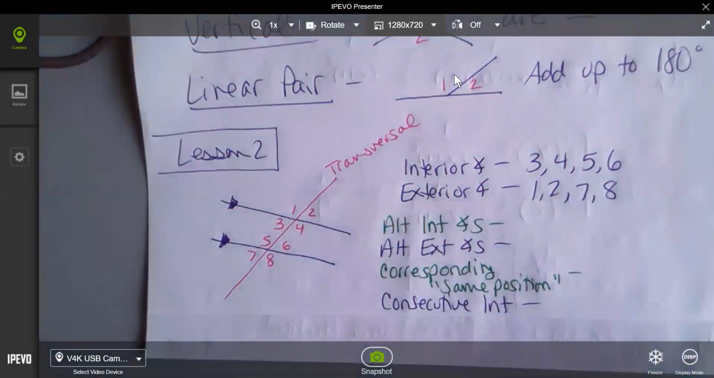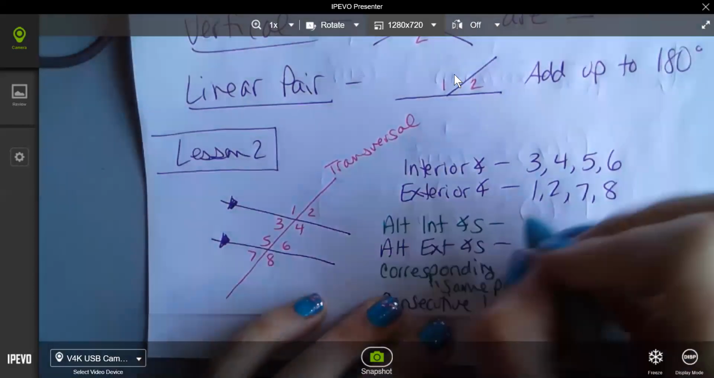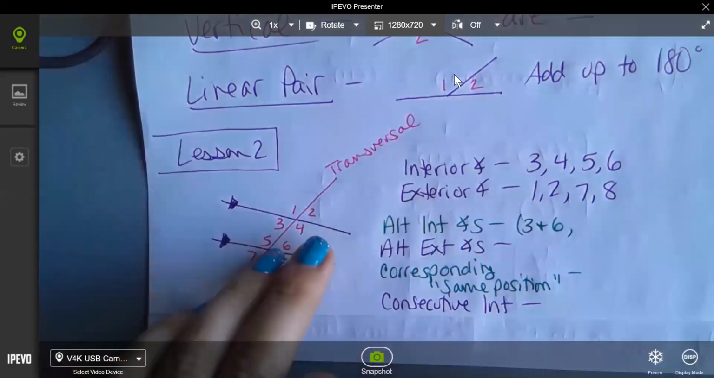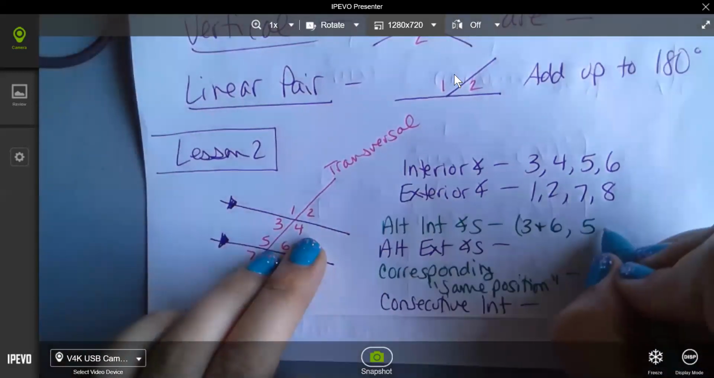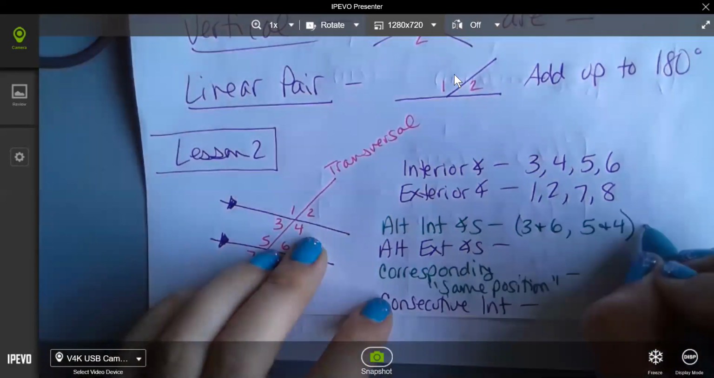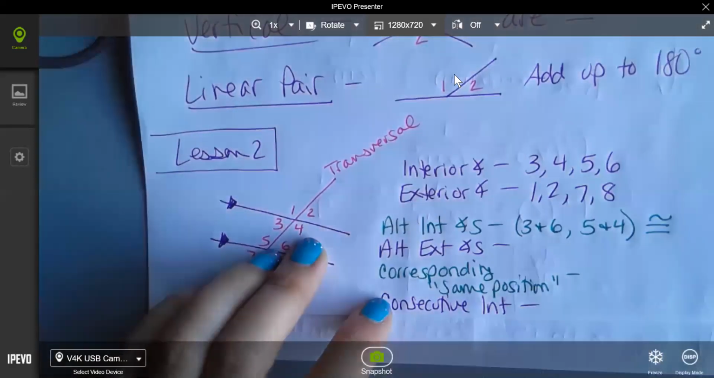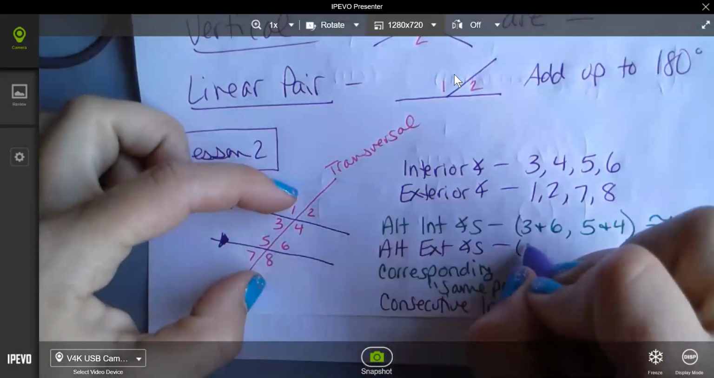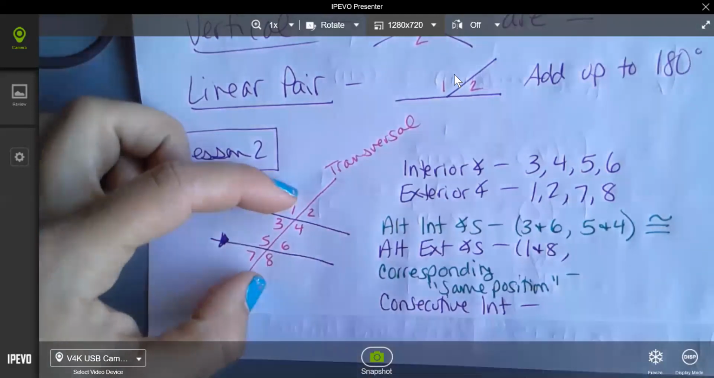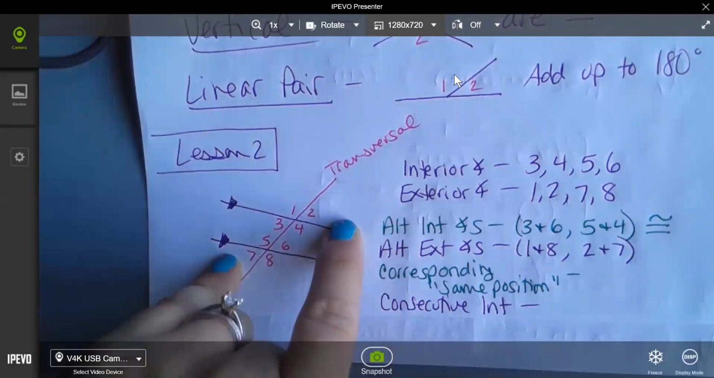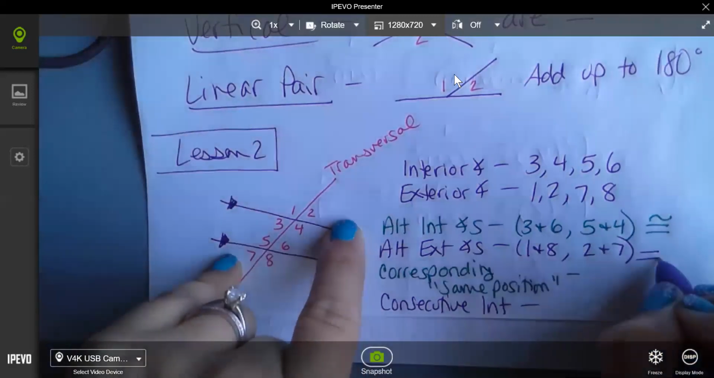All right, alternate interior angles. So that would be angles 3 and 6, or 5 and 4. And alternate interior angles are congruent. Alternate exterior angles would be those guys. So a combination of 1 and 8, or 2 and 7. Alternate exterior angles are congruent.